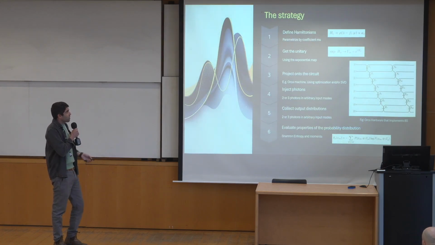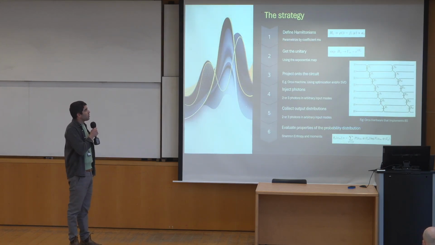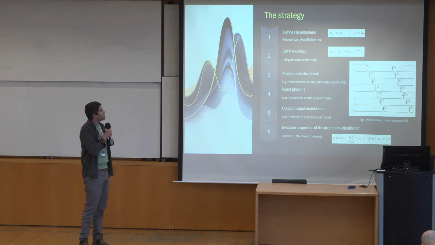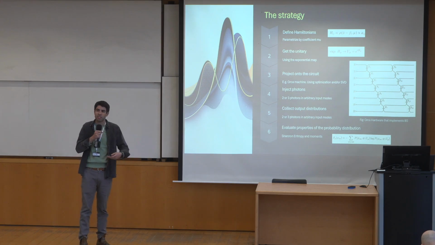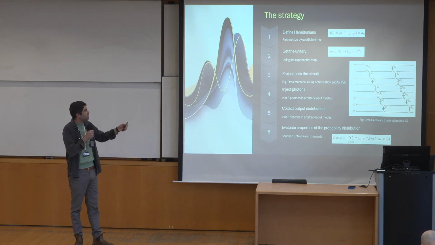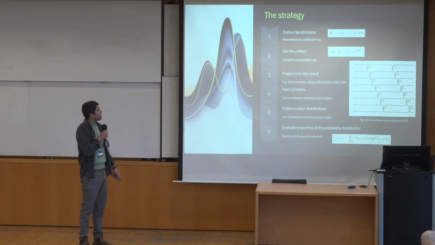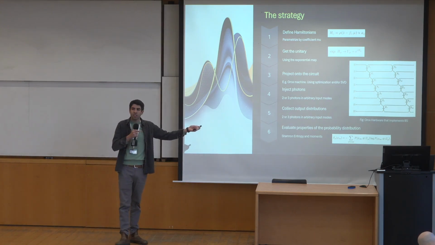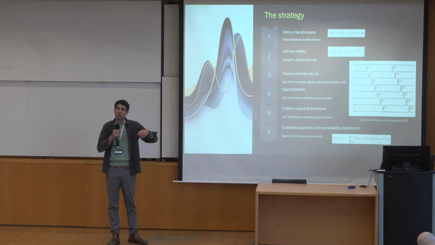So the strategy was as follows. We start with some Hamiltonian with some model, for example, the one that we used previously. And then, because the circuit is a unitary, we just use some exponential map, and we get the unitary. And then we need to project it into the circuit. This stage is not necessary. We did it because we wanted to test it on a real quantum computer.